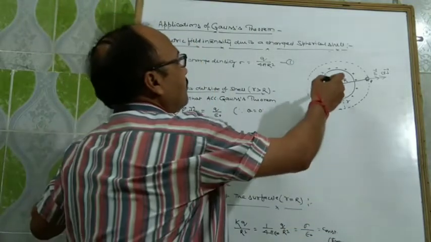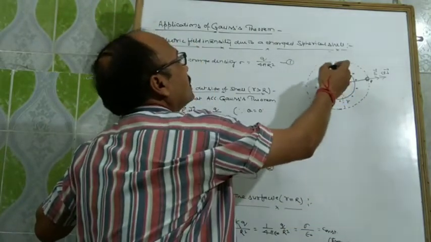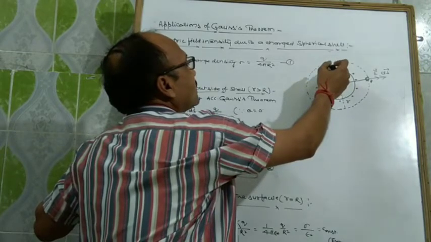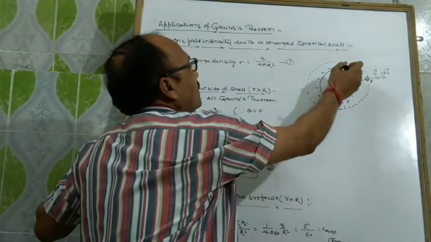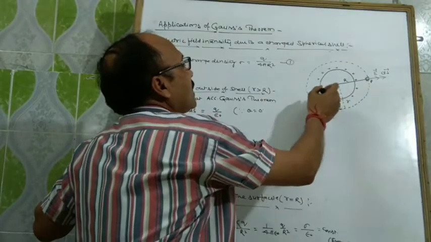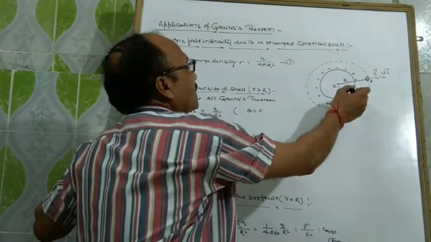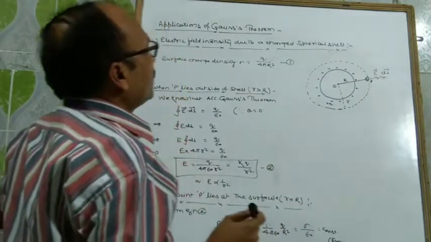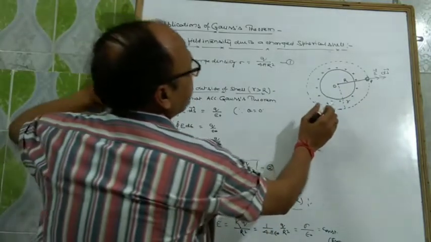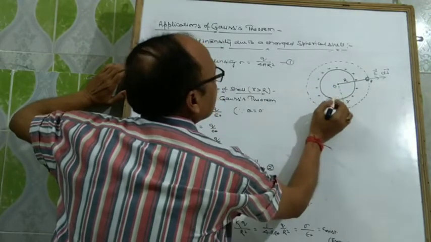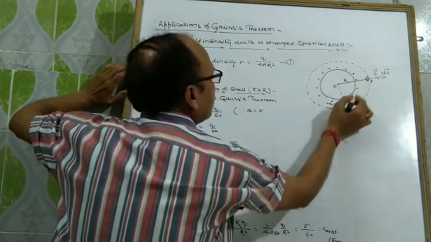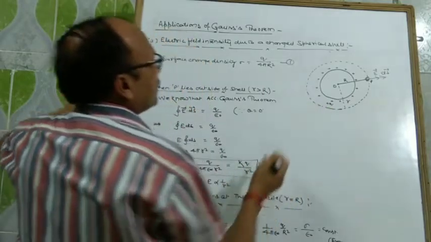Okay, just like a ball. So in this case, the plus q charge is spread uniformly on the outer surface of the shell. At this time, what is the radius of the shell? That is capital R. Q charge is uniformly distributed at the surface.